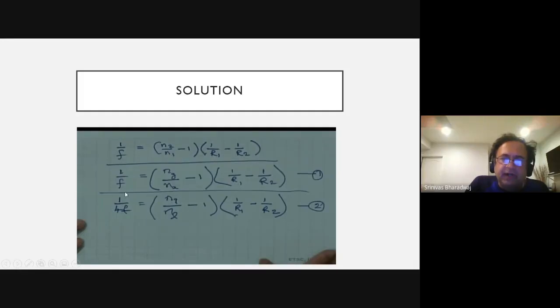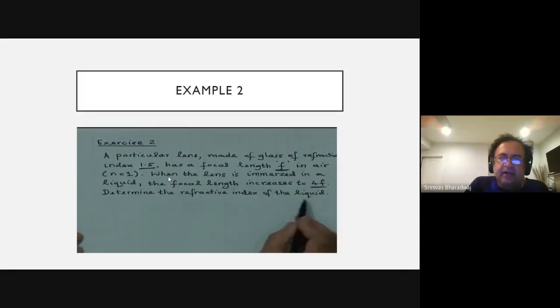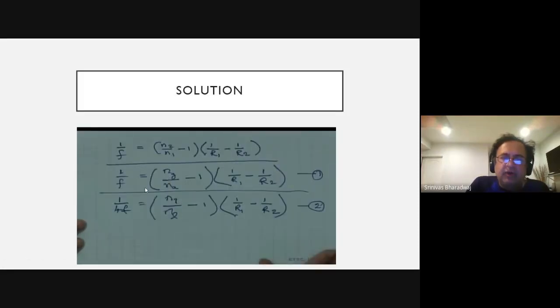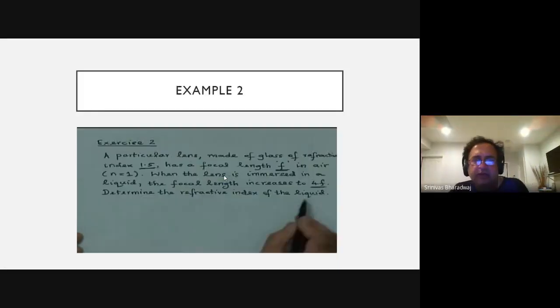So now when you put it in a liquid, you end up with 1 by 4 because of the L, okay? So what you do get is glass, so Ng is 1.5, right? Na is 1. So this is 0.5, right? 0.5 times 2 by R, right? 1 by F equals 0.5 times 2 by R, okay?